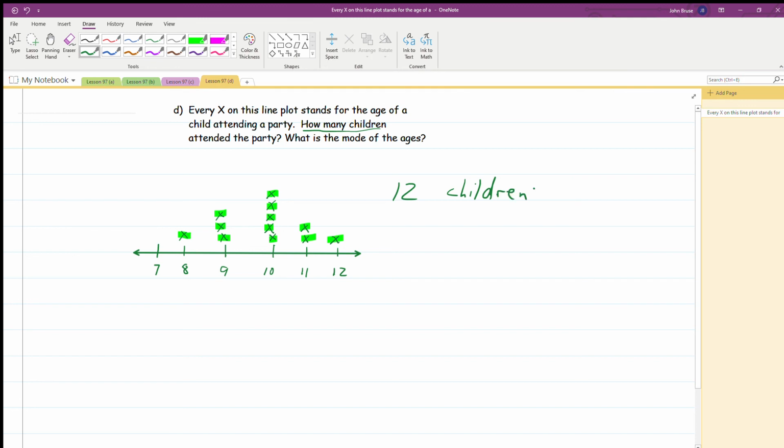And then it says, what is the mode of the ages? Well, the mode is which one has the most. Well, there was only one 8-year-old. There were 3 9-year-olds. There was 1, 2, 3, 4, 5 10-year-olds, 2 11-year-olds, and 1 12-year-old. Remember, the mode stands for which of them have the most. Well, that's this one. There's 5 10-year-olds. So we would say 10-year-olds would be the mode.